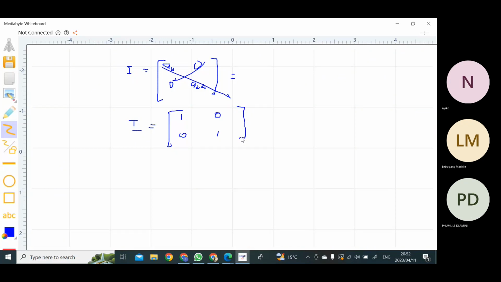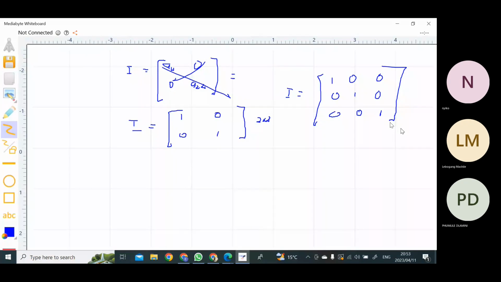So this is for 2 by 2, and the identity matrix of 3 by 3 is going to be 1 0 0, 0 1 0, 0 0 1. The identity matrix is going to help us when we want to find the inverse of a matrix.